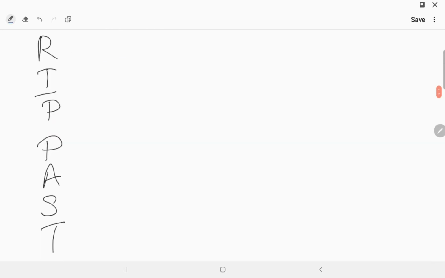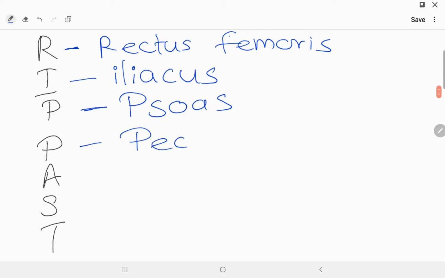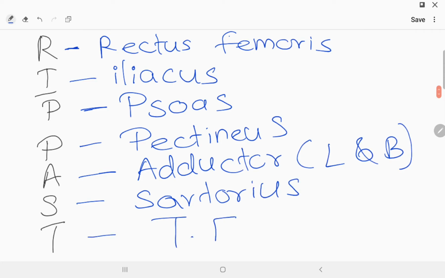So let's look at what muscles are going to flex the hip joint. So this is rectus femoris, and this is iliacus. And this is for psoas, and this is for pectineus, and this is for our adductor muscles, but only longus and brevis. The adductor magnus is found in extension. So this is sartorius, and this is tensor fasciae latae.